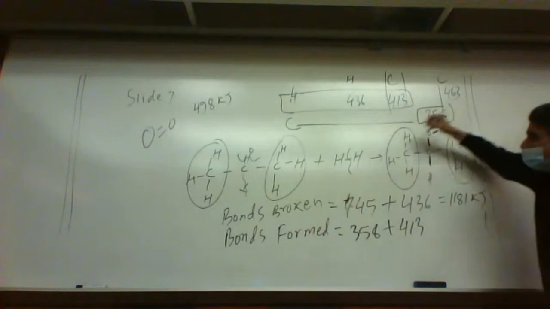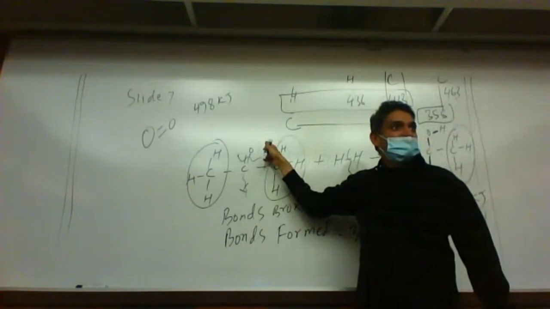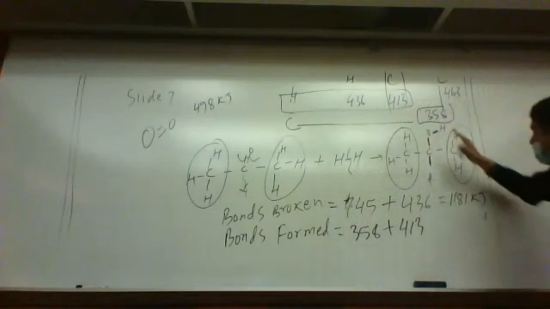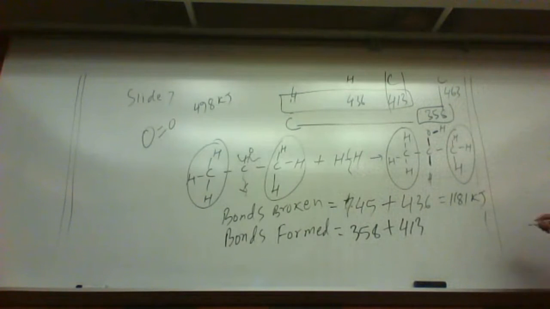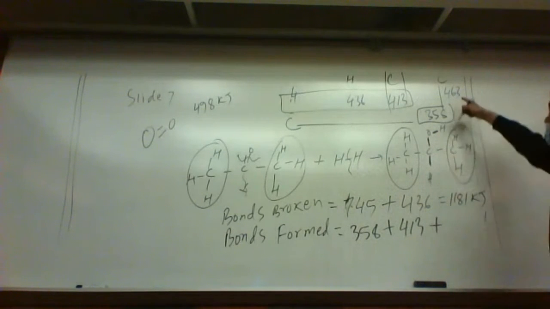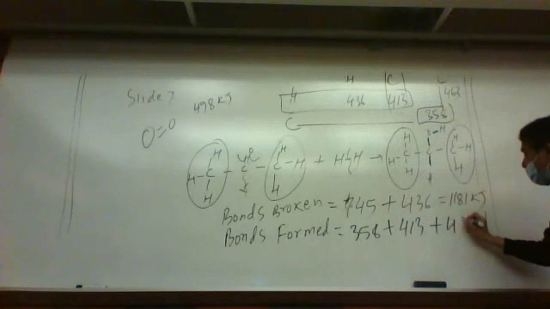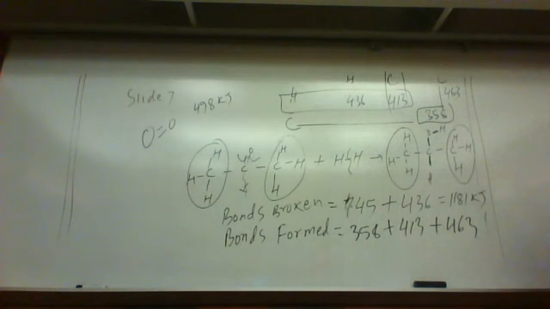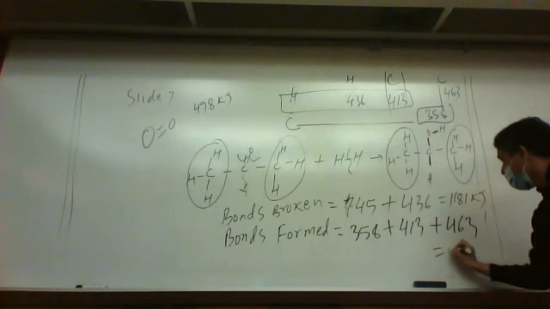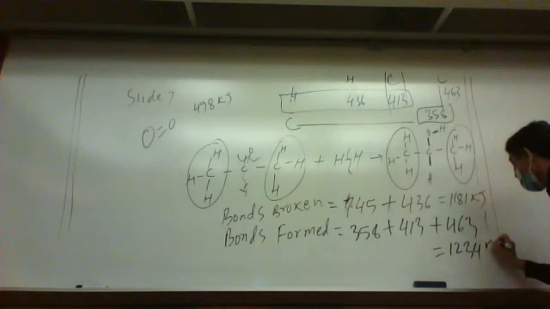We have O-H here. We didn't have O-H here, right? So we have O-H here now, so we form that bond. So how much is the O-H bond? The O-H bond is this one. This is H, this is O: 463. So if you add those, that is 1234 kilojoule.